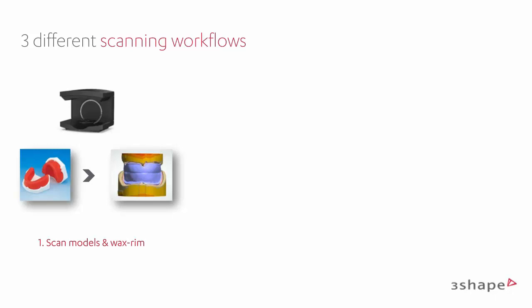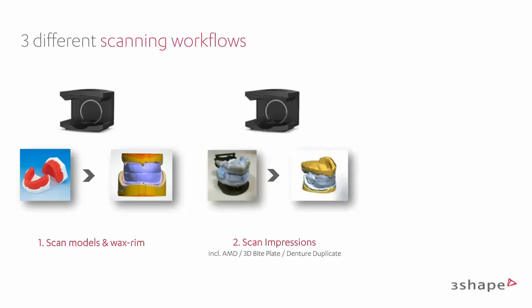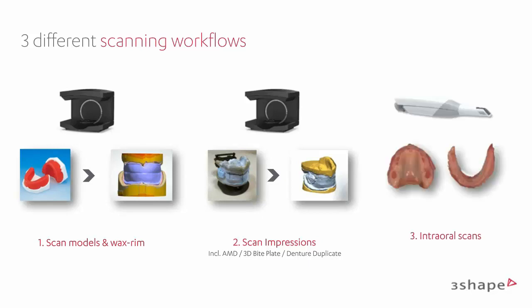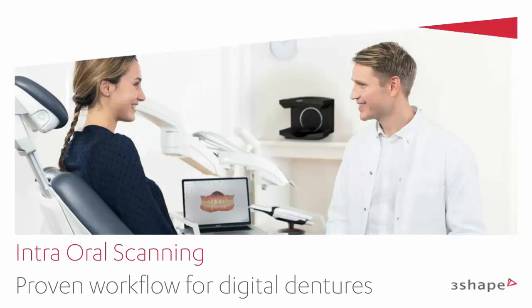So the first is that you use a lab scanner. You scan wax rims and get that scan in. The next is that you scan impressions, allowing for a reduced number of visits on the clinic side. And the final is that you start using intraoral scans directly. So that's really cool. Let's look a little bit more at the intraoral scans here, and we're just going to play a small video now.